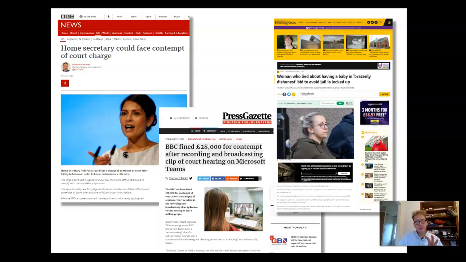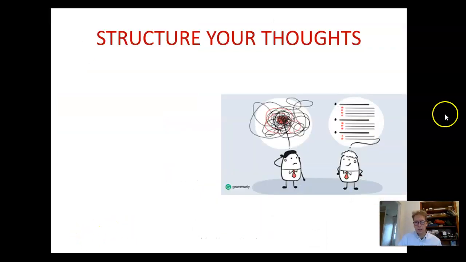You can see what the fundamental principle is. It's the court saying, do what I say. So you need to do that. You need to do what the court says.